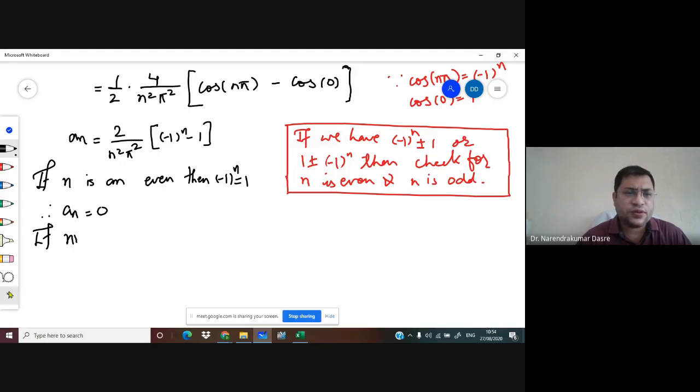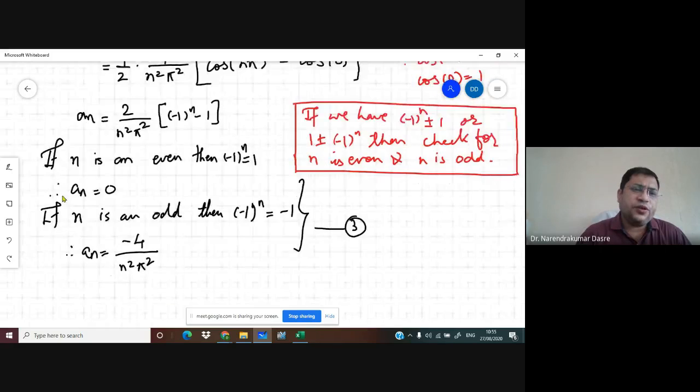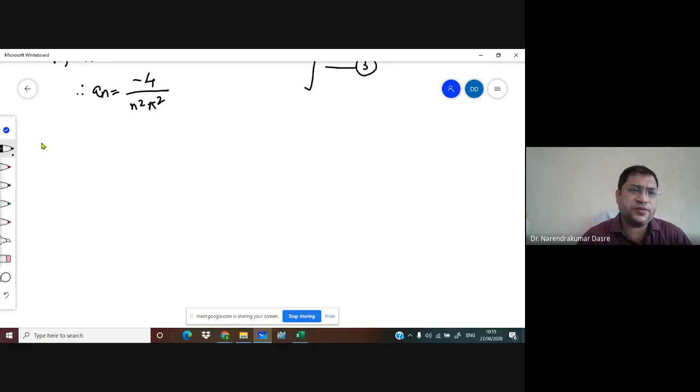Now if n is odd, then what you get is minus 1 raised to n is equal to minus 1. So this will be minus 1, this will be minus 1, minus minus 1, minus 1, minus 1, minus 2, and this we have. So an becomes minus 4 upon n square pi square. So that's what you will be having, equation 3. Now we got the value of a0, we got the value of an. Let us find the value of bn.